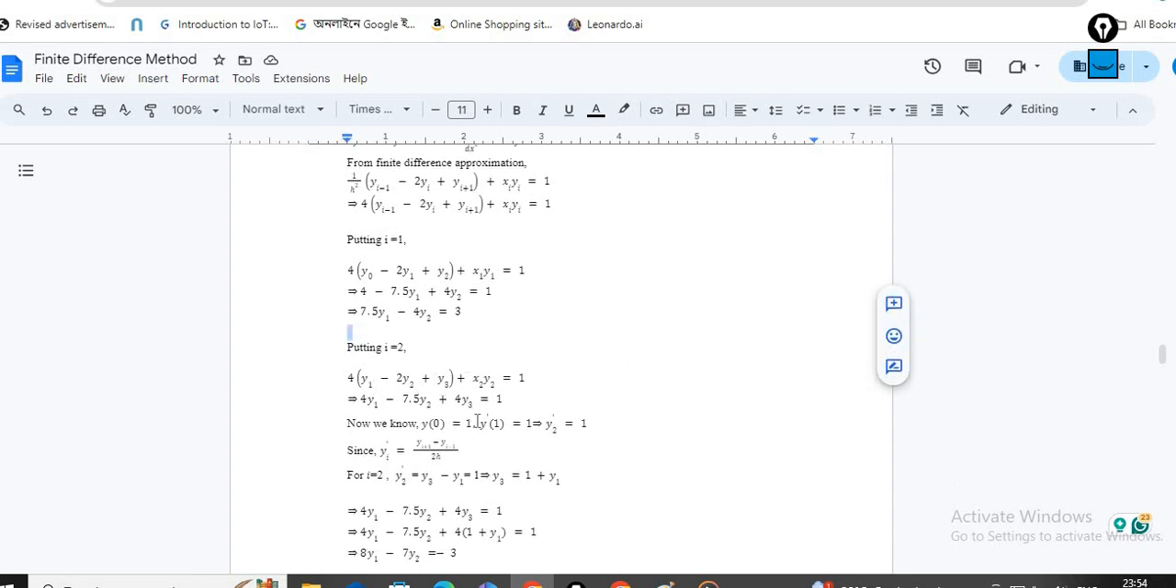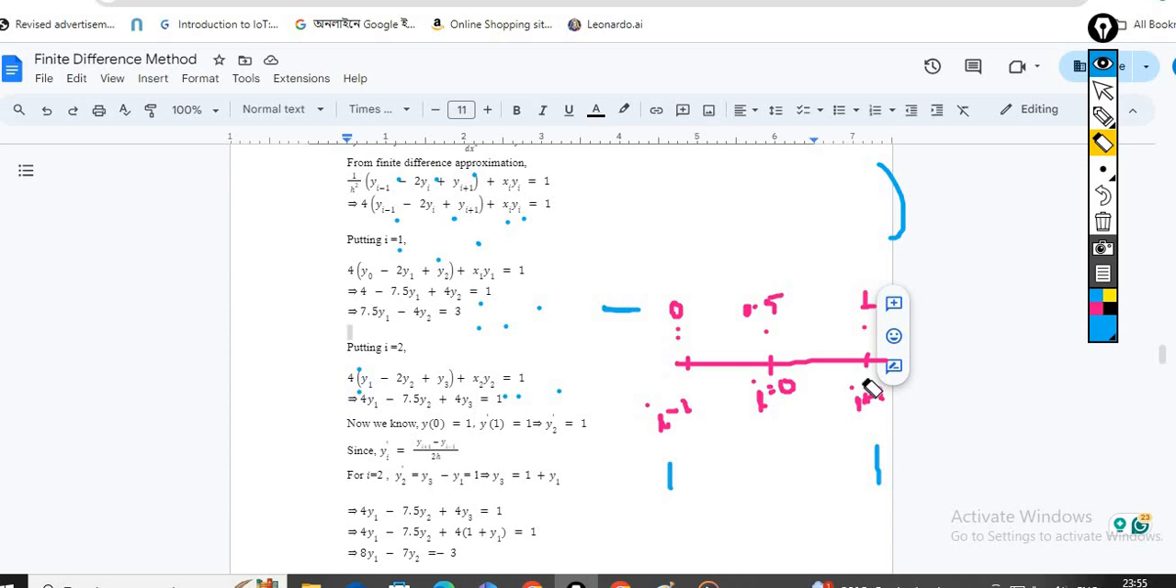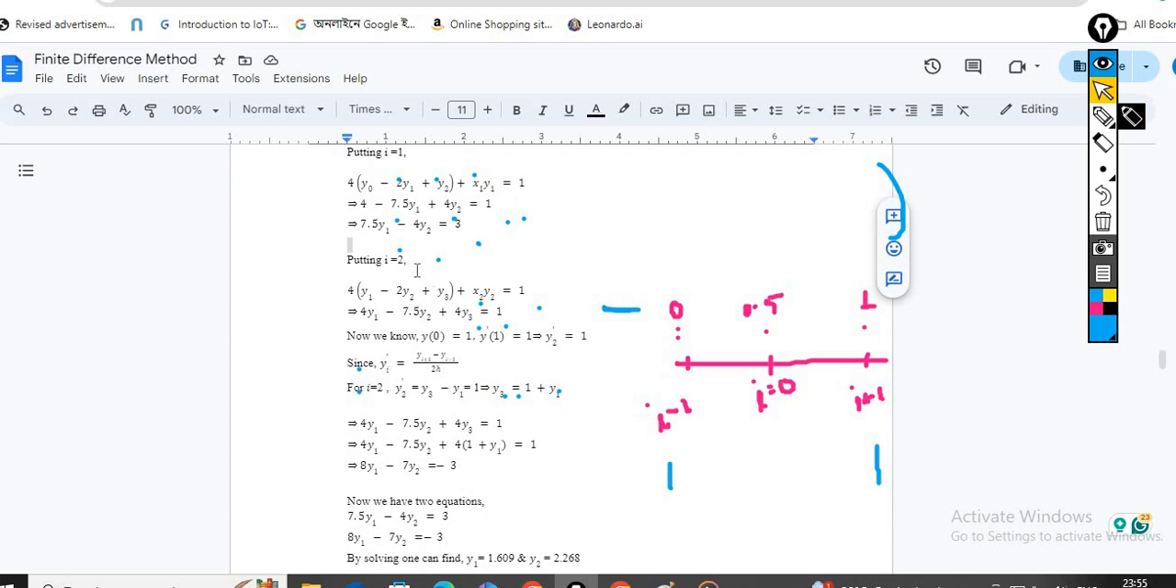Now you have the two extreme values. Obviously when you have two extreme values, you can calculate. Okay, you have this point and this point, and you need to calculate the other values. So if you put i is equal to 1 and i is equal to 2, you will get two equations over there.